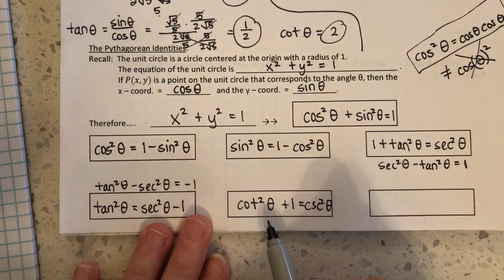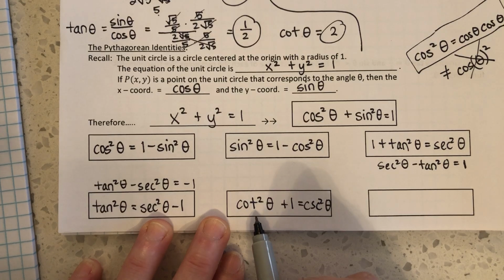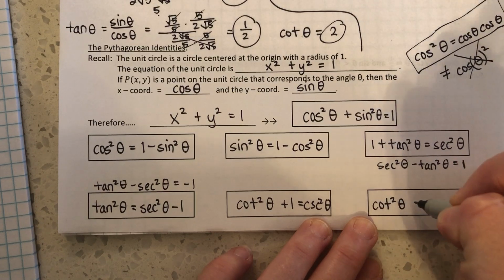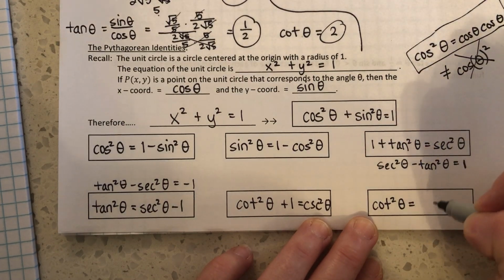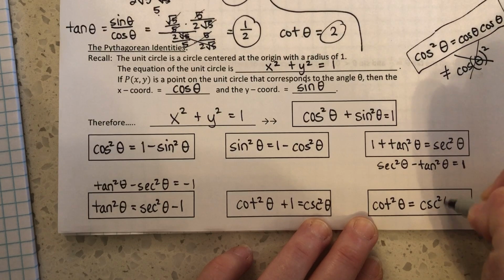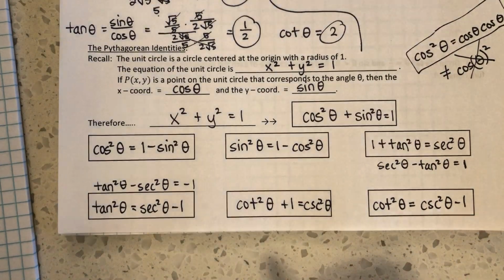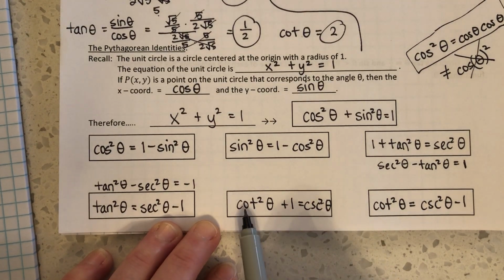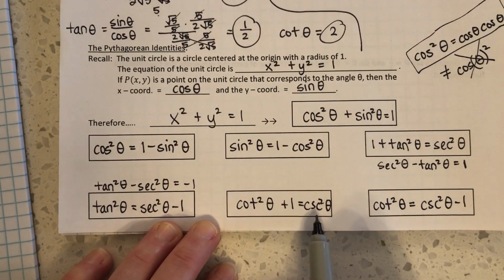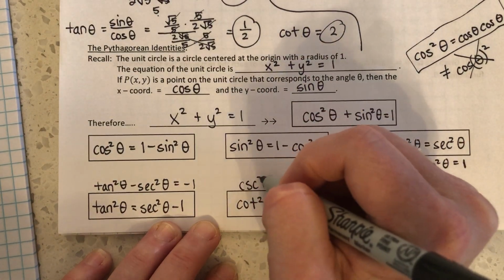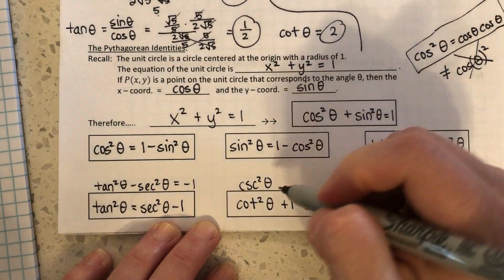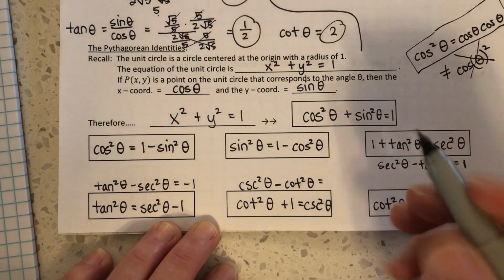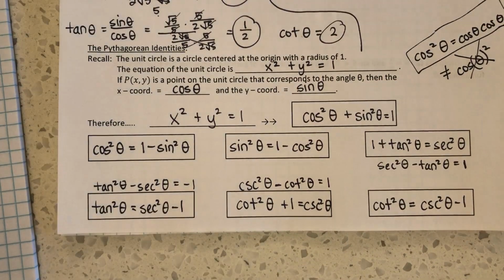And again, I could manipulate this one right here. What if I wanted to get cotangent squared theta by itself? I'd have to subtract 1. So then you would have cotangent squared theta equals cosecant squared theta minus 1. All right, and then you can come back over here and play around with this one. What if you wanted to subtract cotangent to the other side? Then you would have cosecant squared theta minus cotangent squared theta equals, what's the only thing left over here? 1. And that's another version of that identity.